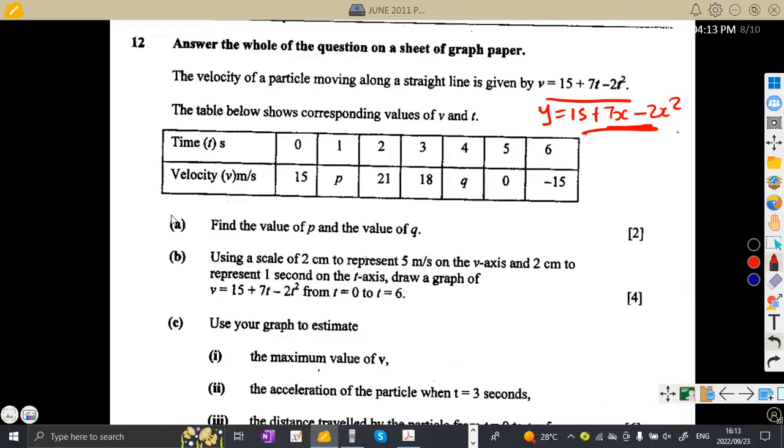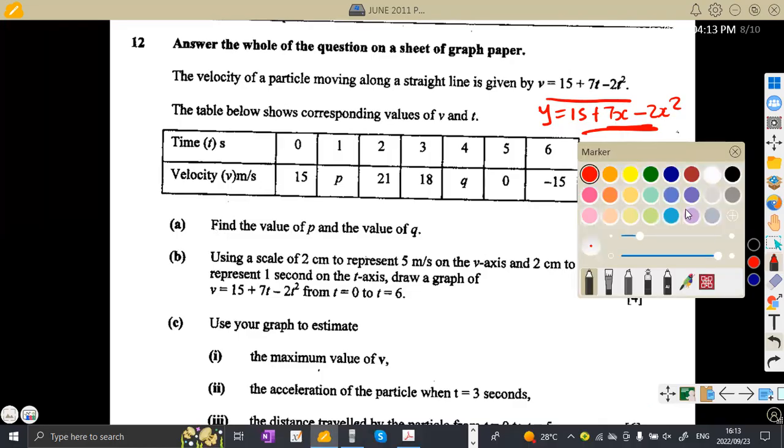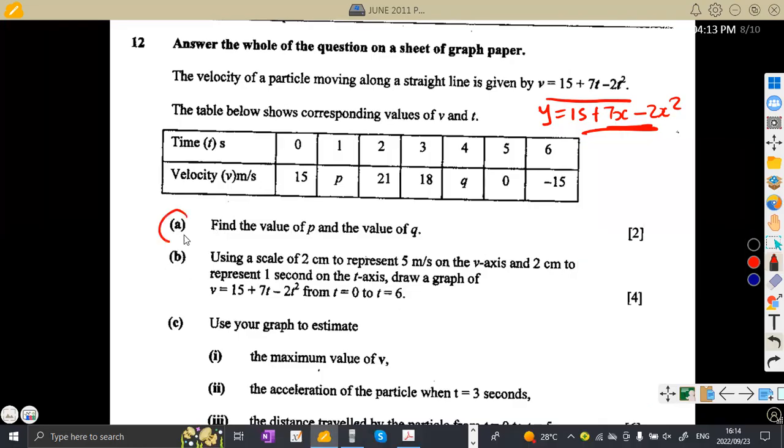Okay, so let us quickly check our question. What was the question on item A? The A part, we are now asked to find... what happened with my marker? Let me just put back my marker here. Okay, it's back. A, find the value of P and the value of Q.